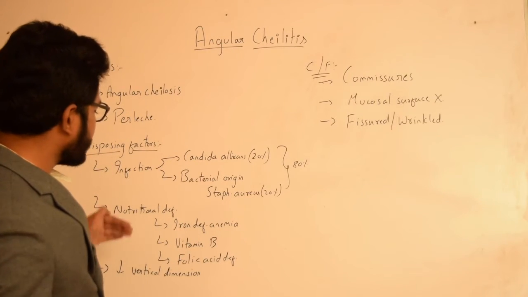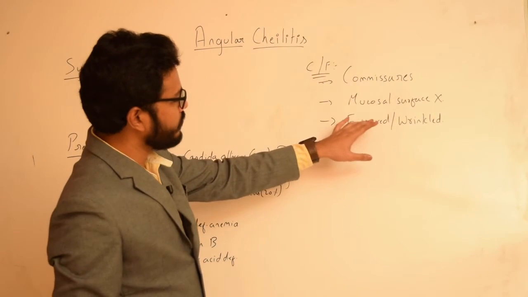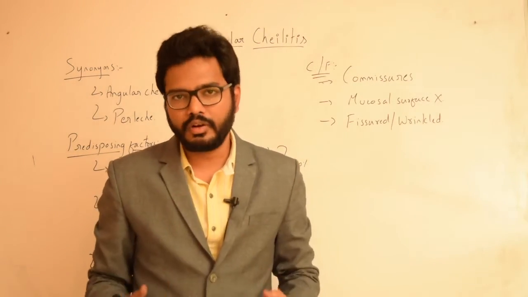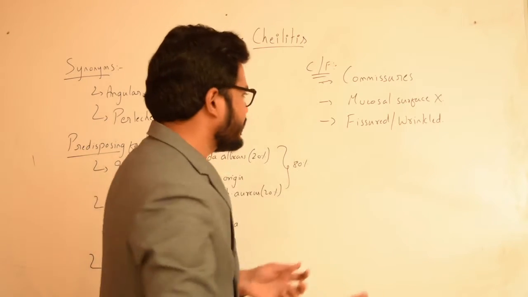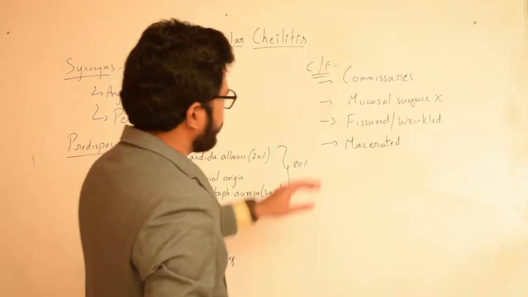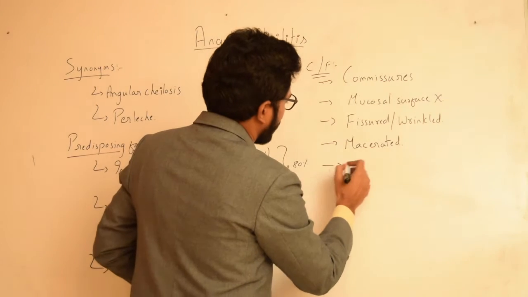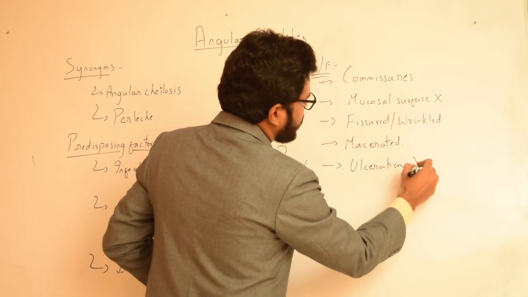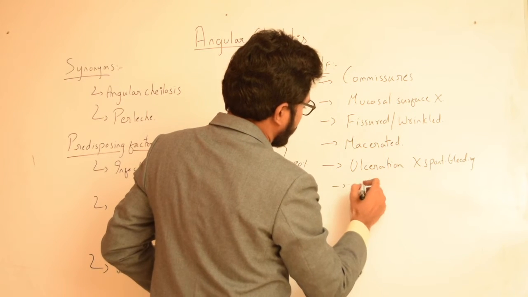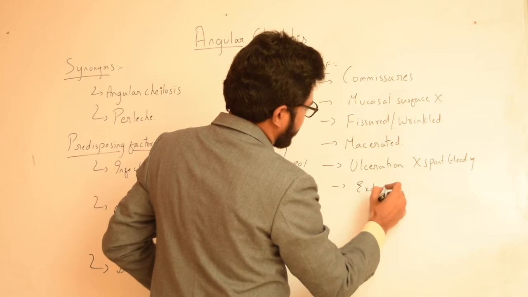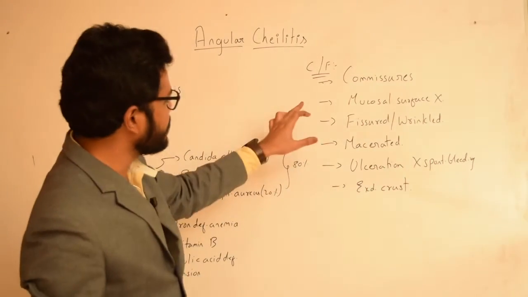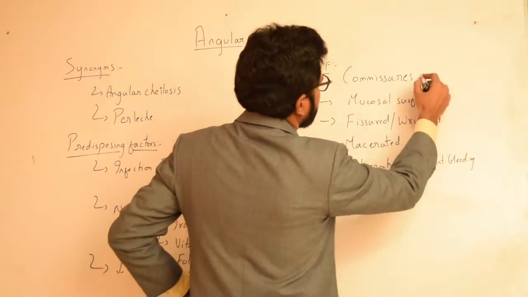Because of this decreased vertical dimension, there can be formation of fissures or wrinkles, as a result of which there can be pooling of saliva. Because of this pooling of saliva, the tissue becomes softer and has a characteristic macerated appearance. So it appears macerated, fissured, wrinkled, and also often there is ulceration without spontaneous bleeding. This is important. Once there is ulceration, there can be formation of superficial exudative crust, right? This is a characteristic clinical presentation of angular cheilitis, which is usually seen at the commissures of the lip. Hope it's clear.